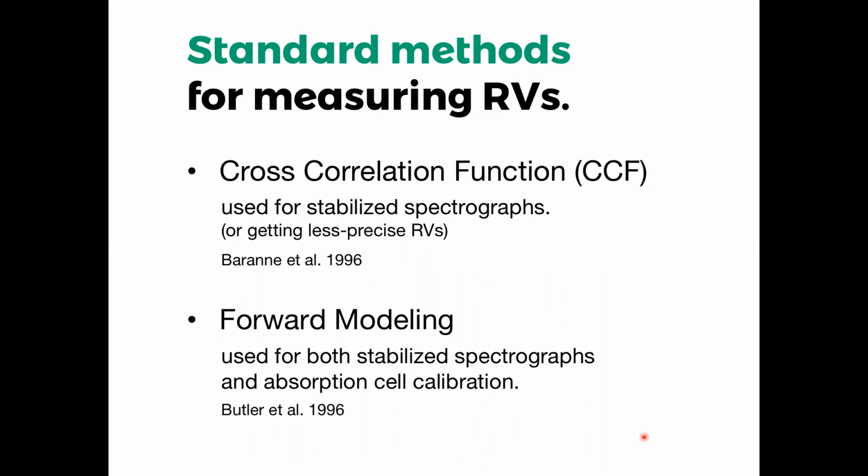And the second method is what we call the forward modeling method, which was first employed to deal with the complicated data taken through absorption cells to obtain precise radial velocities. So the absorption cells will imprint a lot of absorption lines onto your stellar spectrum, which provide your wavelength and instrumental calibration. But the data are very hard to process, and the extraction of radial velocity is basically only possible through forward modeling. But nowadays, it's more and more commonly used to measure radial velocities for stabilized spectrographs as well.